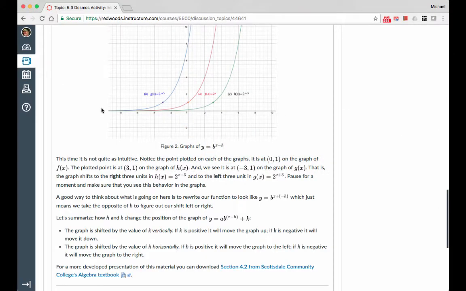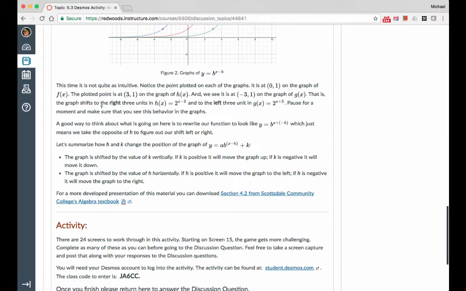Okay, so let's summarize this for a moment. A good way to think about this is if we rewrite this as y equals b to the x plus a negative h, which just means we take the opposite of h to figure out whether we shift to the left or the right. So in summary, a graph is shifted by the value of k vertically. If k is positive, it'll move the graph up. If k is negative, it'll move the graph down. The graph is shifted by the value of h horizontally. If h is positive, it'll move the graph to the left, and if h is negative, it'll move the graph to the right.